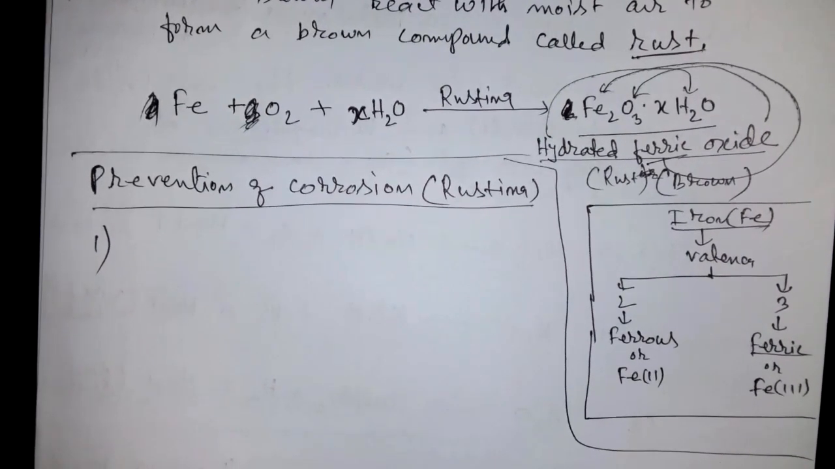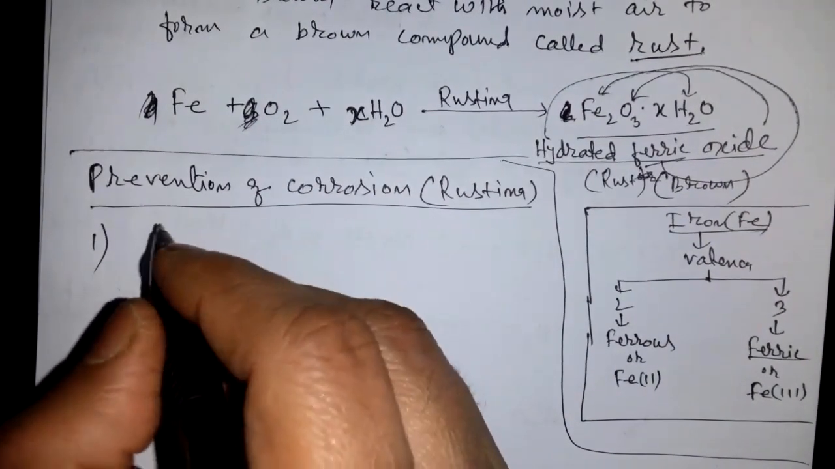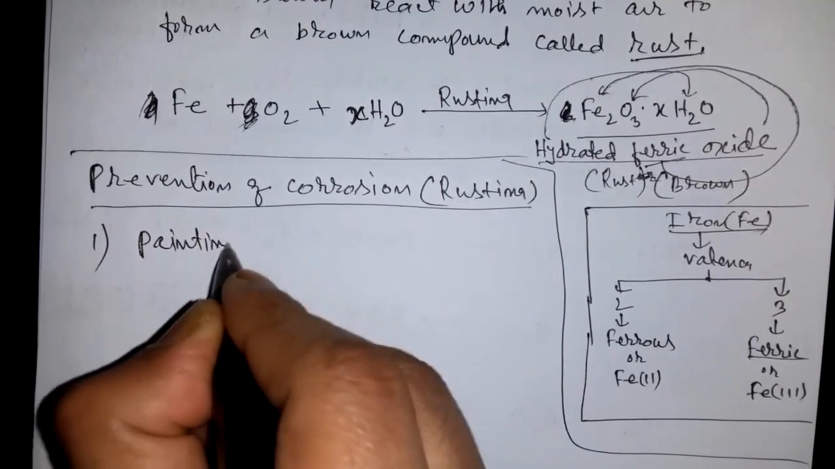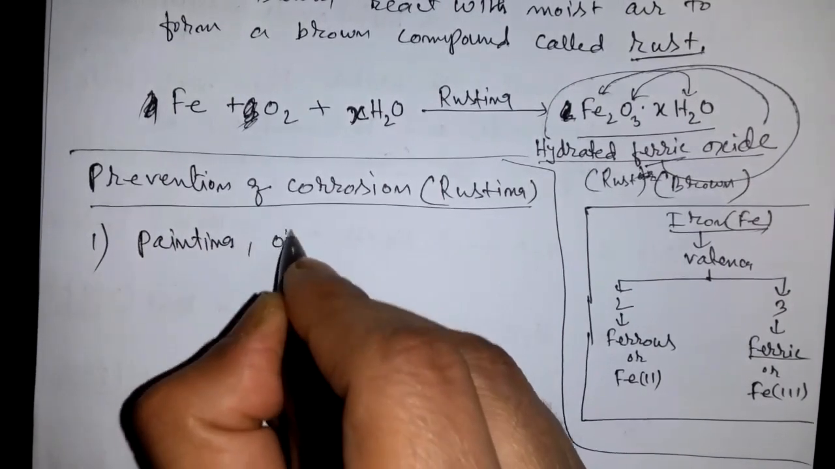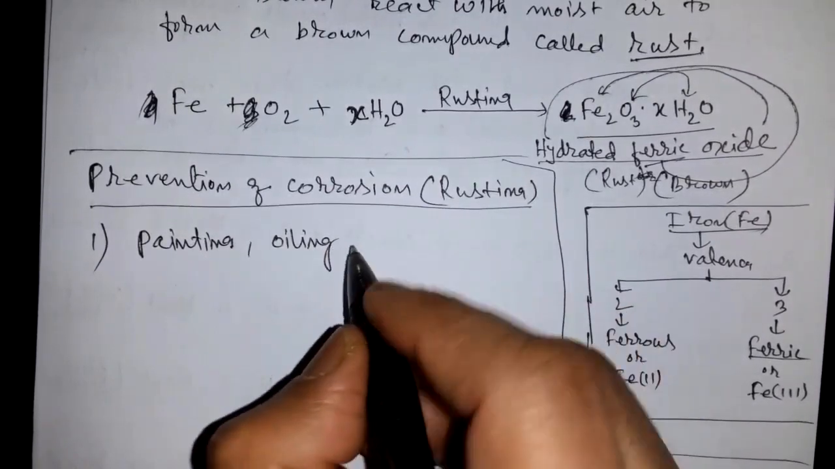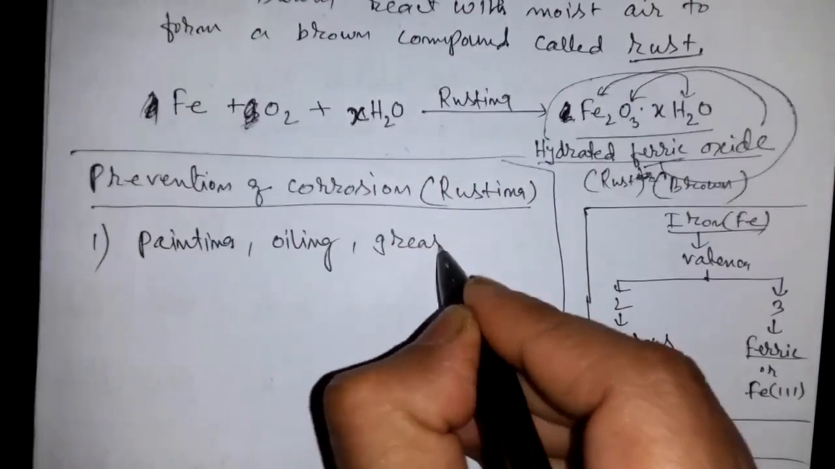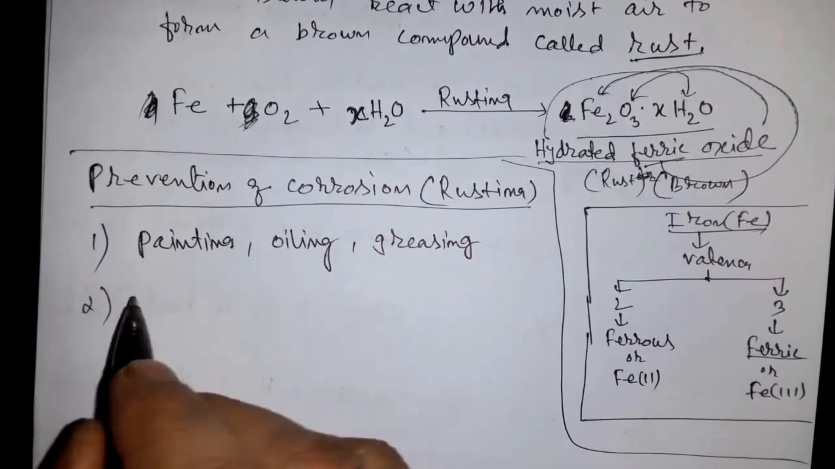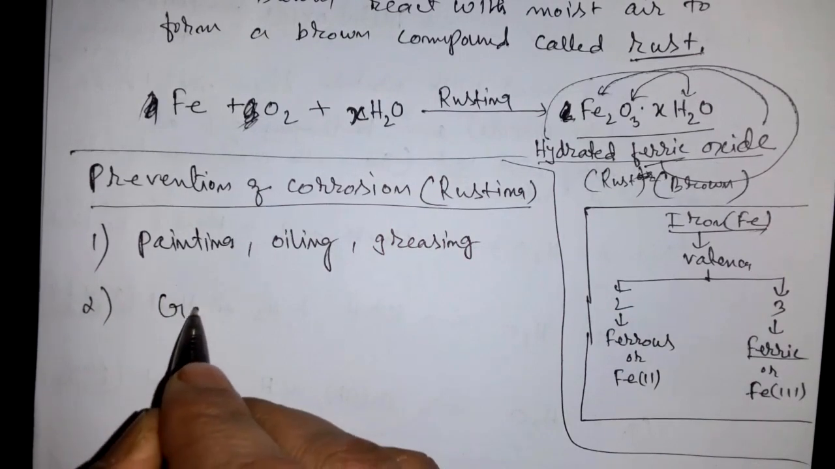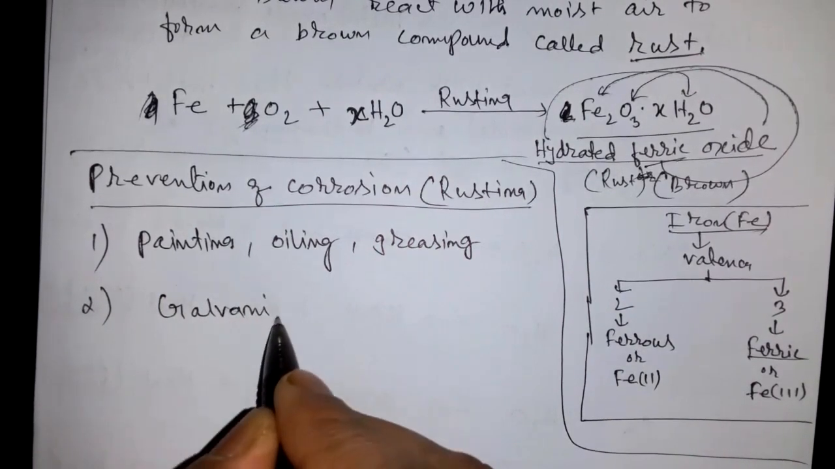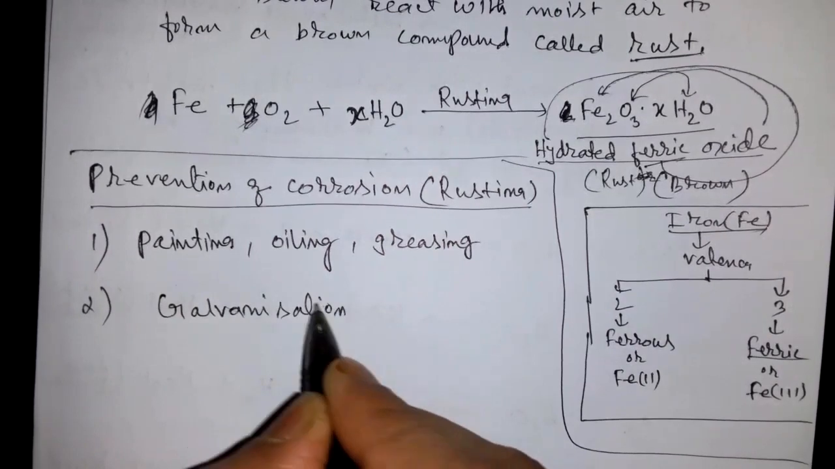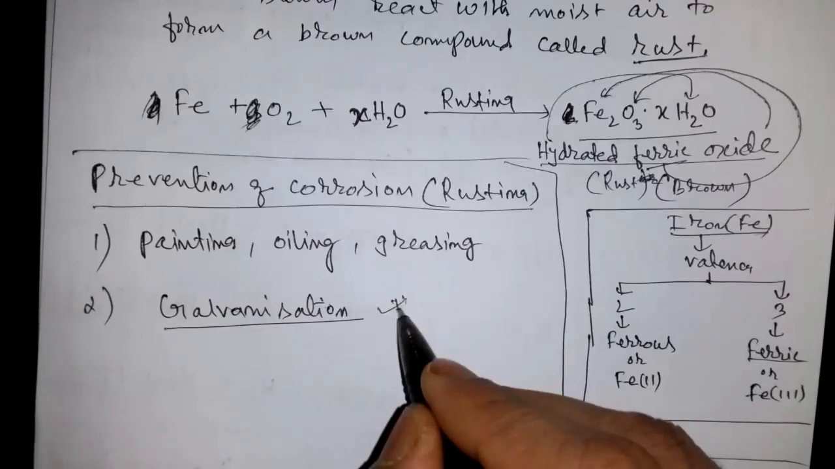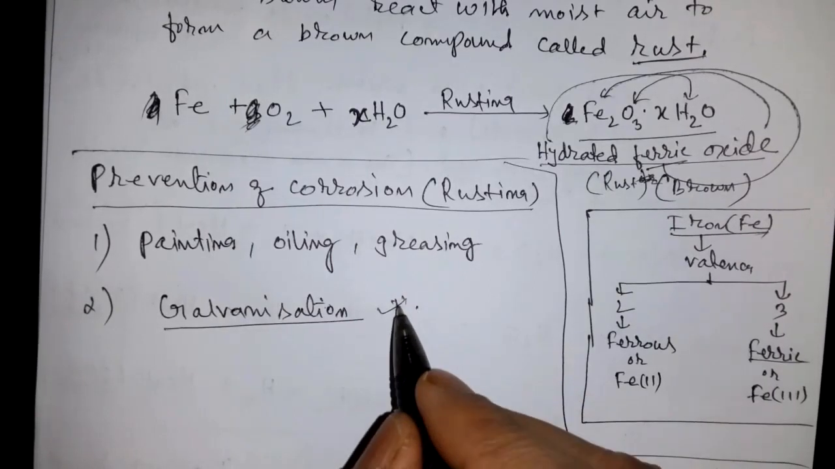So the basic way to prevent corrosion, some methods are mentioned in our textbook. It is mentioned painting, and then oiling, then greasing. Okay, these are general methods. Number two, we can go for galvanization. Now galvanization will be a little more important because a separate question may be asked.